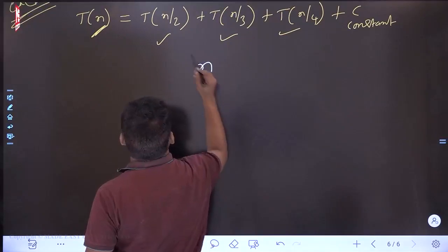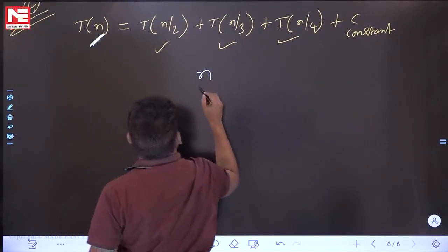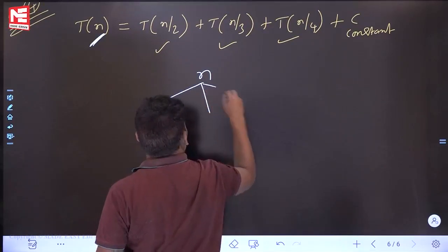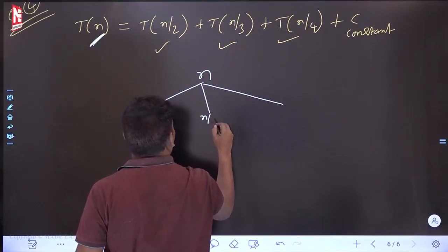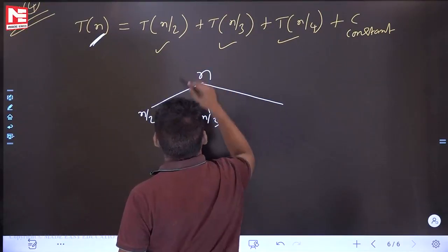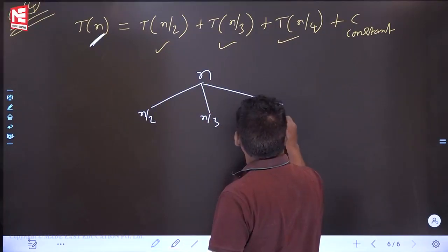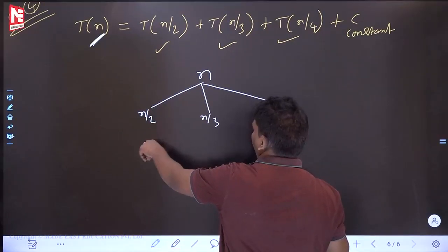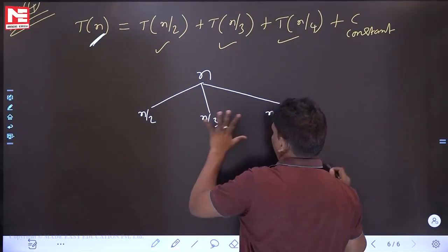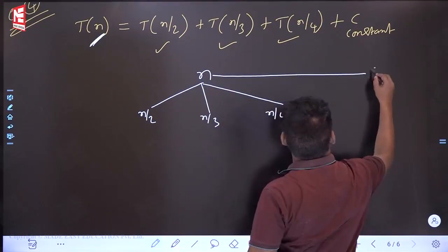So this n is divided into 3 parts. The left side is multiplied by 1 by 2, the middle by 1 by 3, and the right side by 1 by 4. Multiplying by 1 by 2 is nothing but dividing by 2, then 3, 4, like that. So n divided into 3 parts will take c time.